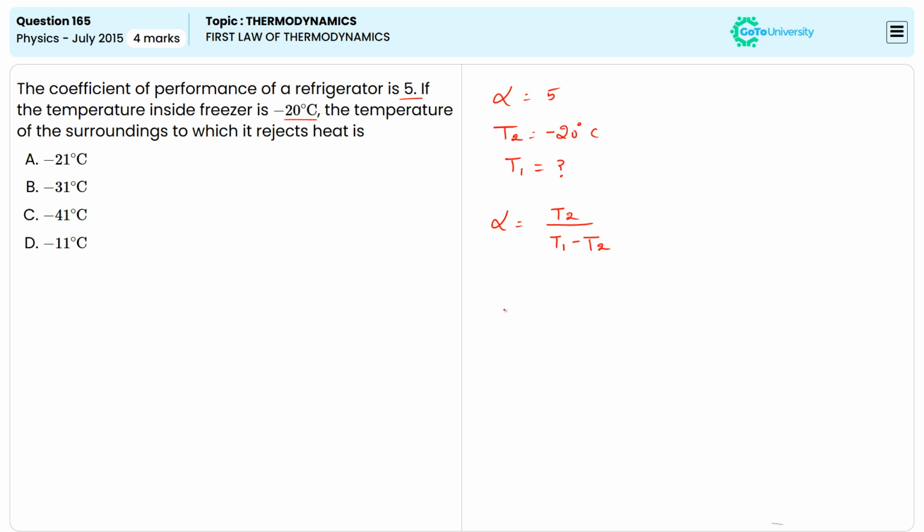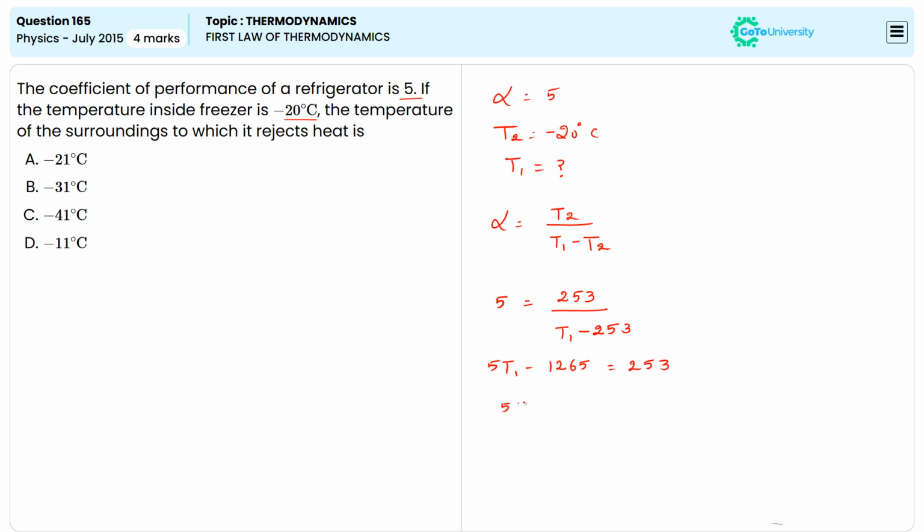Then we can substitute the values. We get alpha equal to 5, which is equal to T2, which is minus 20 degrees centigrade, in terms of Kelvin. If I substitute, minus 20 plus 273 is 253, divided by T1 minus 253. Then by simplifying, 5T1 minus 5 into 253, which is nothing but 1265, is equal to 253.